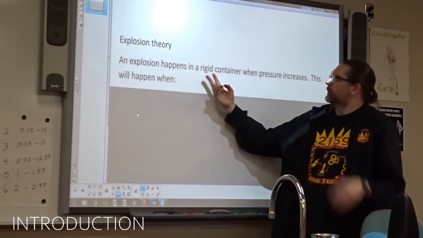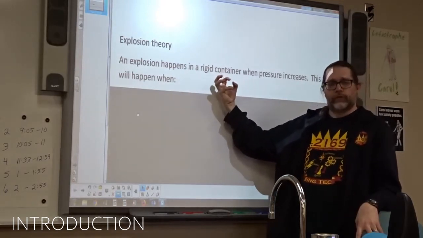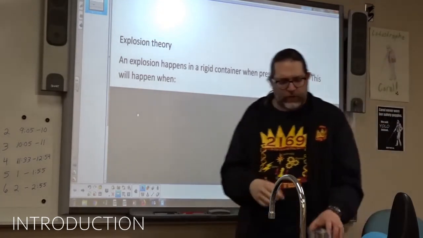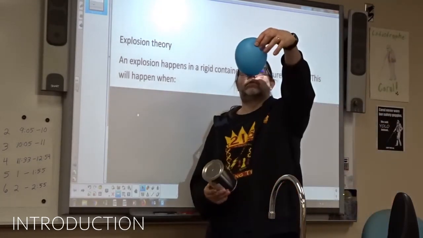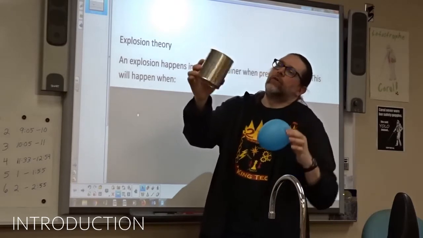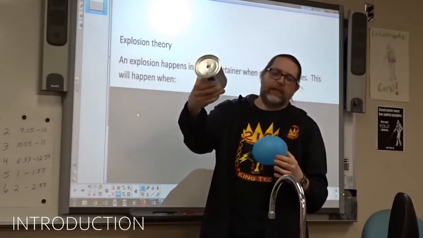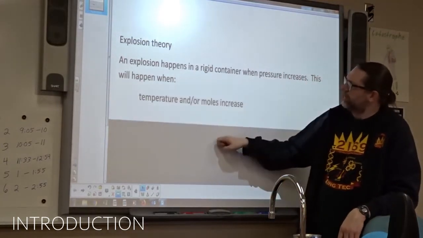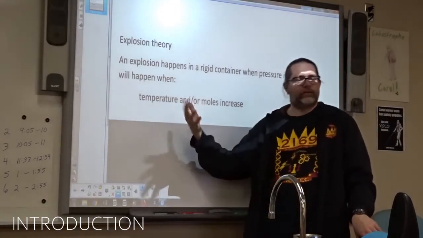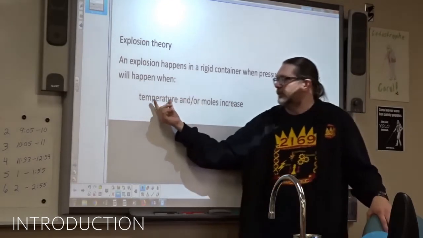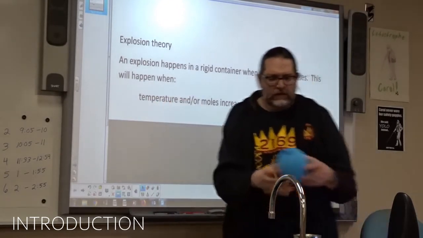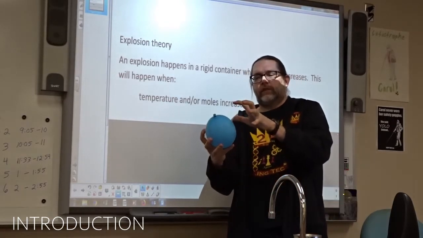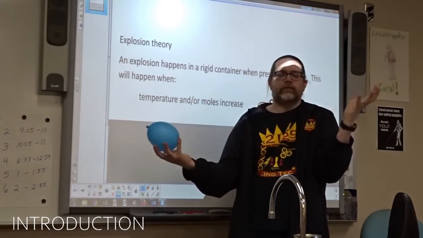An explosion happens in a rigid container, something that can hold pressure. When pressure increases, how do you increase pressure? You can pop this balloon. We're gonna go back and show a methane gas explosion in this can. So how can we make it pop? Well, of course, you probably remember from your gas laws, Boyle, Charles, and Gay-Lussac's laws, that if you increase the temperature, the gas expands and expands, eventually to the point where it tears and pops. This isn't technically a rigid container, obviously.